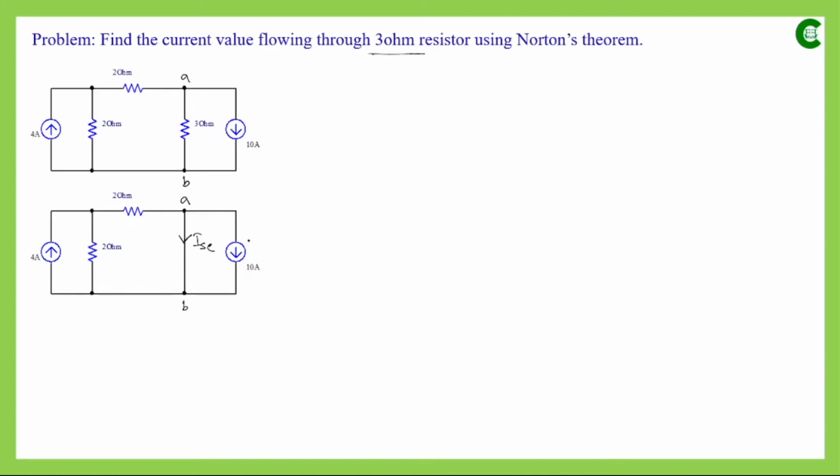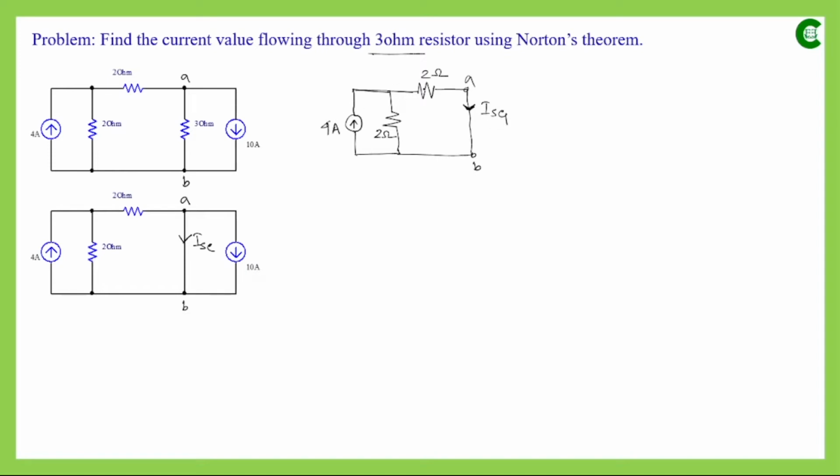Now if we first deactivate this current source and only consider this current source, then the circuit will look like this: one current source having value 4 ampere, and with that we have 4 ohm, 2 ohm resistors connected in parallel, and then this 2 ohm resistor and then this shorted path. So this will be our circuit when we are not considering this current source. Now we have to find the current flowing between these two terminals. Let's assume that value as ISC1.